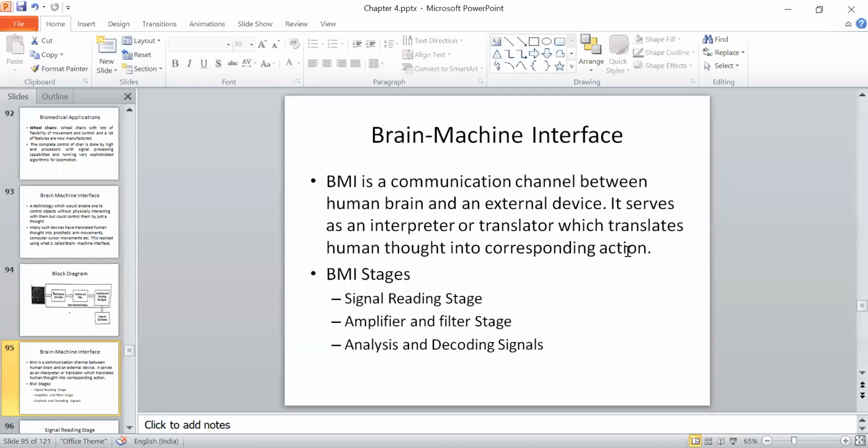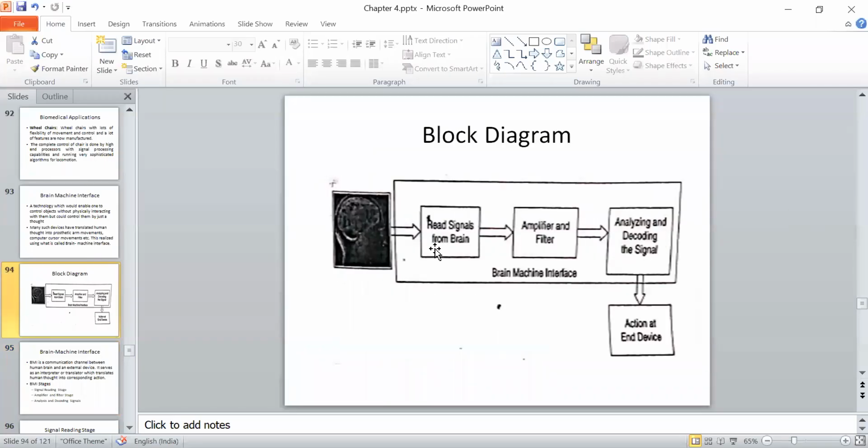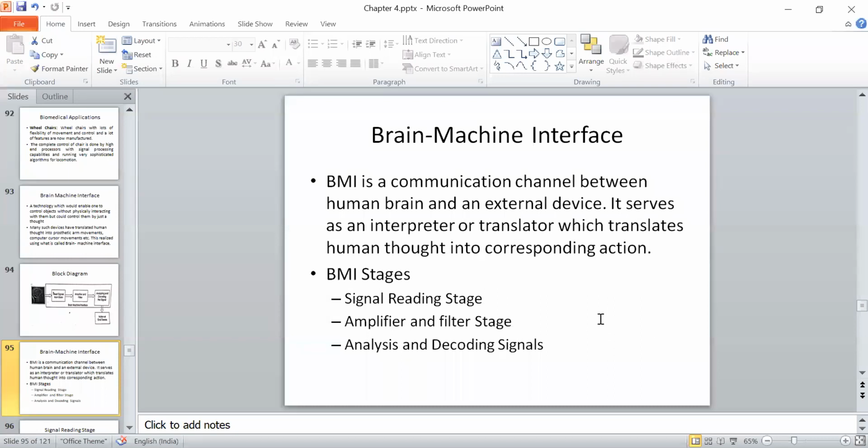Now let's see. If you try to define the BMI, you can say it is a communication channel. It is a communication channel between the human brain and the external device. And if you see this communication channel, what it is doing, it is working as an interpreter to convert the human thoughts into the action. So this is what the BMI is, a communication channel which serves as an interpreter or translator to convert the human thought into the corresponding action.